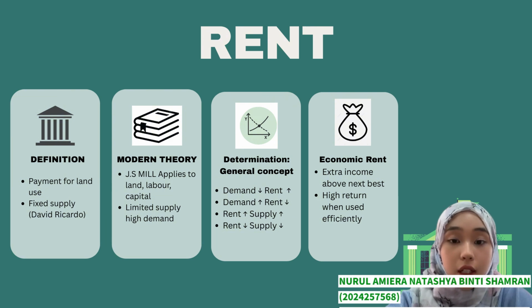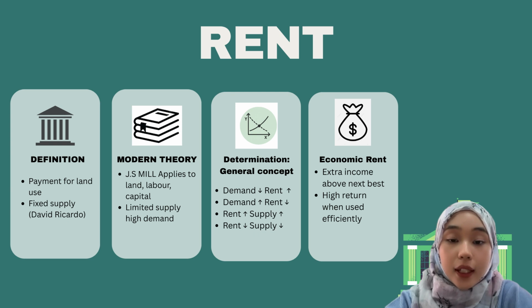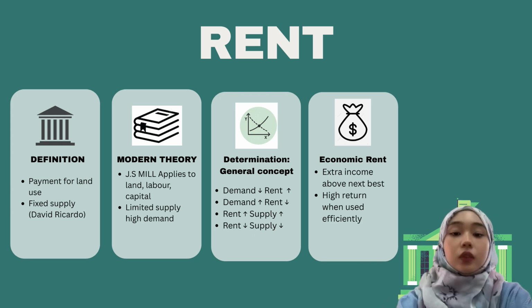Rent is the payment for the use of land. According to David Ricardo, rent exists because land is a fixed supply, so it is different from other factors of production. Next is the modern theory of rent, developed by economists like YASMIN. This theory says that rent applies not only to land but also to labor, capital, and other limited resources. When supply is limited but demand is high, rent will occur.